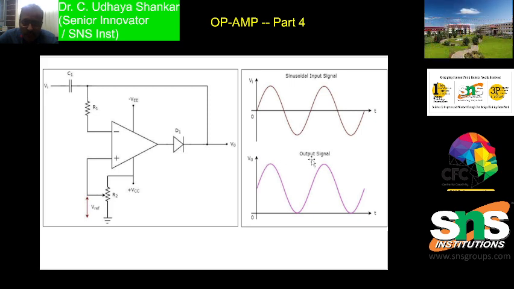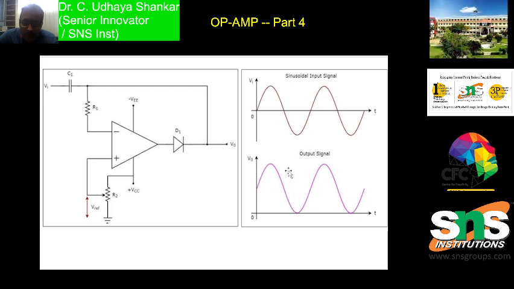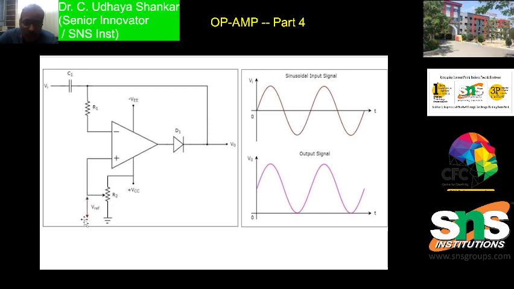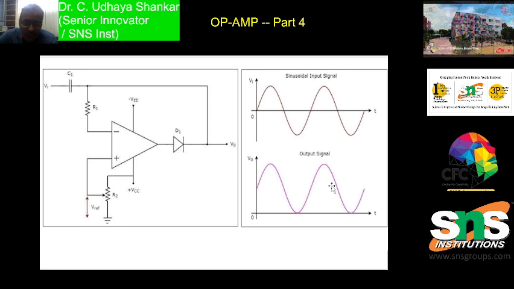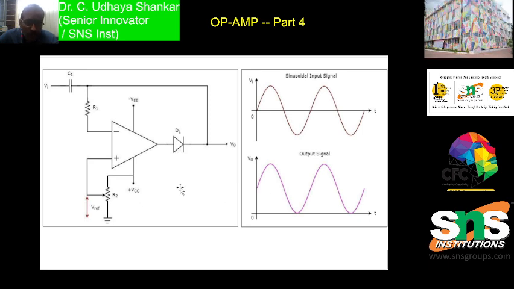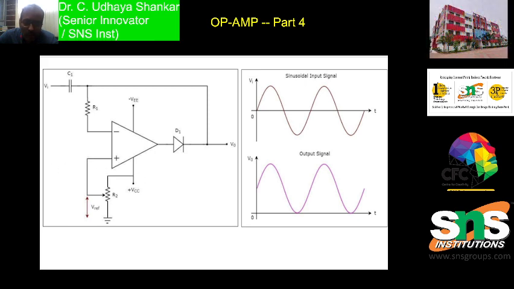Here you can see that this is the input signal, and I am going to get the output signal shifted in the positive direction by the amount of the reference value which I give as the input to the plus VCC. I hope you are all clear with the circuit diagram as well as the input. The input and output waveforms remain the same, only the DC level shift is there.